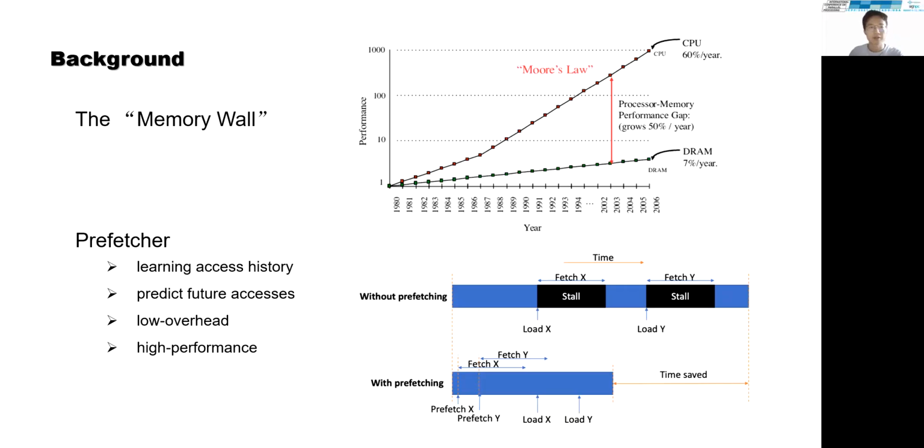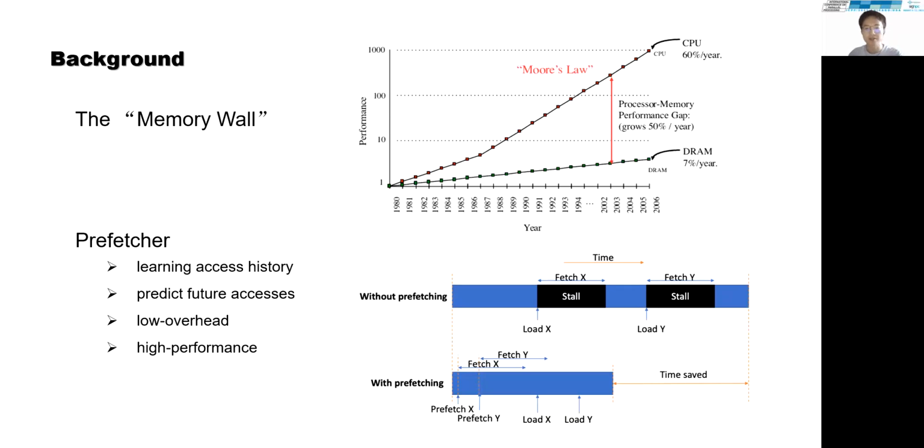First, I'll talk about some backgrounds of prefetchers. Memory wall is a famous obstacle laying in the way of architecture research. To address this issue, many techniques have been proposed. Prefetching is one of the classic methods.